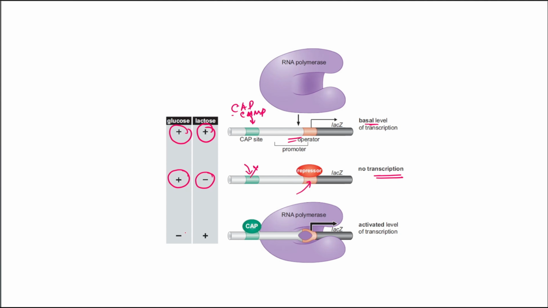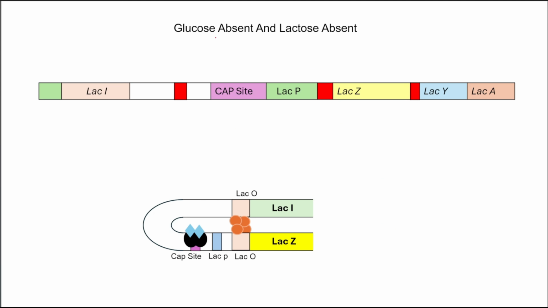And if the glucose is absent and lactose is present, that means glucose absence means CAP binds in the CAP site, and lactose is also present, that means the repressor is inactivated by the allolactose. So the repressor cannot bind in the operator site. So RNA polymerase can bind in the promoter site, and then the transcription is at an activated level. Here the activator, that is CAP, makes the transcription level high. That is called activated level of transcription. So next, if the glucose is absent and lactose is also absent, then what will happen?